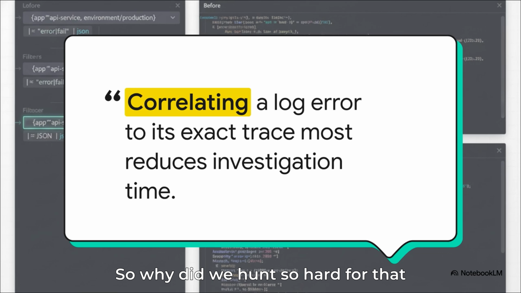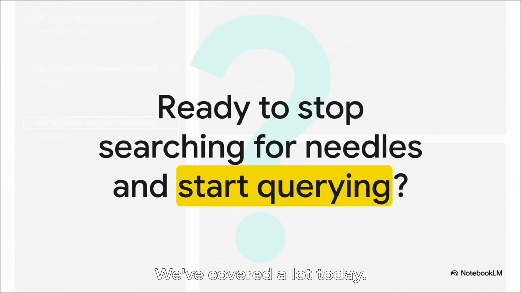So why did we hunt so hard for that specific trace ID? Well, our sources put it perfectly. Correlating a log error to its exact trace is the single practice that most reduces investigation time. Distributed tracing is the ultimate goal here. By extracting that trace ID, you can seamlessly jump from Loki directly into Grafana Tempo to view the distributed trace. You immediately move from just knowing that an error happened to seeing exactly why and where it happened across all your microservices.